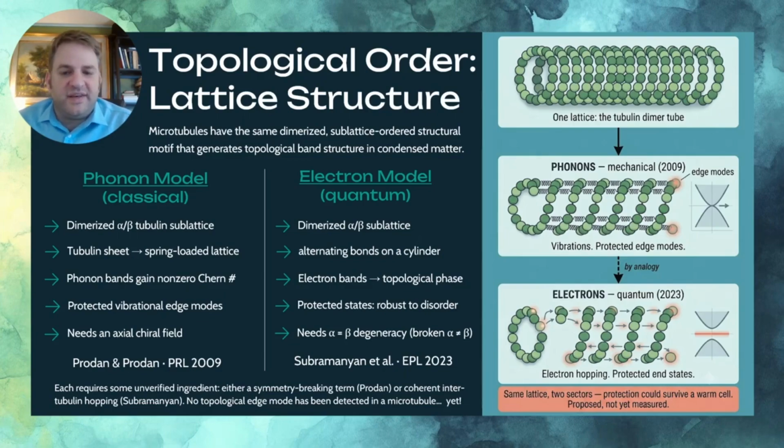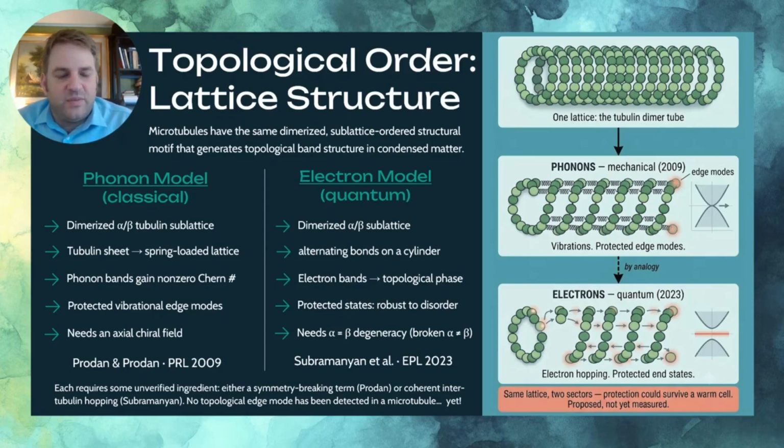And physicists have taken notice of this, and proposed that it might produce very interesting physics effects known as topological effects in the system. So a phonon model, a classical model, was proposed in 2009 by Prodan and Prodan. They considered a dimerized alpha-beta tubulin sublattice, of course, to begin with, which I just explained, and that forms tubulin fibers that form tubulin sheet, and they modeled it as a spring-loaded lattice.